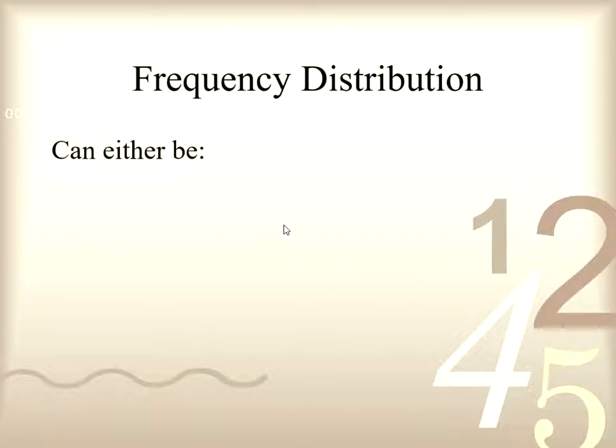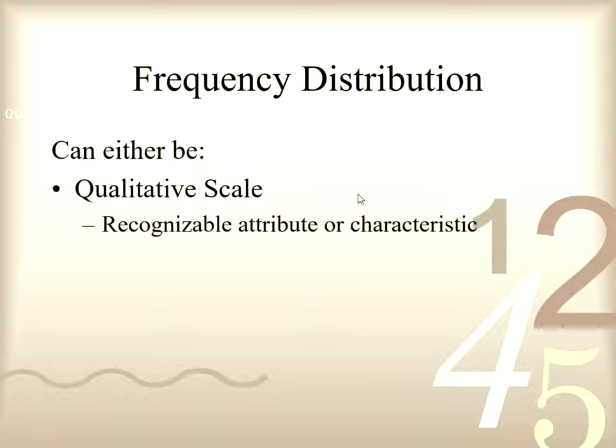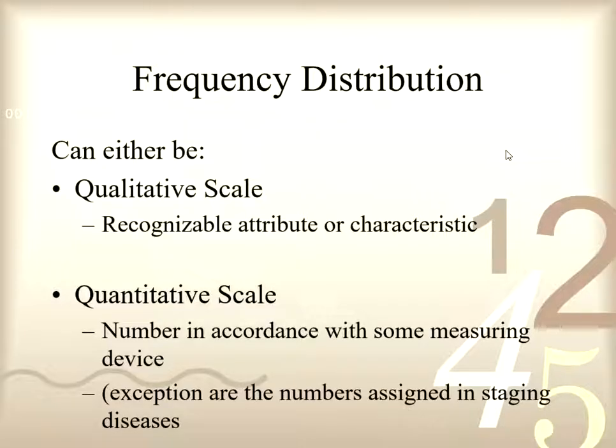Okay, so frequency distribution can either be qualitative scale, so recognizes attribute or characteristics, and quantitative, so numbers in accordance with some measuring device, except the numbers assigned in staging the disease. So, for example, yun yung mga stages ng cancer.